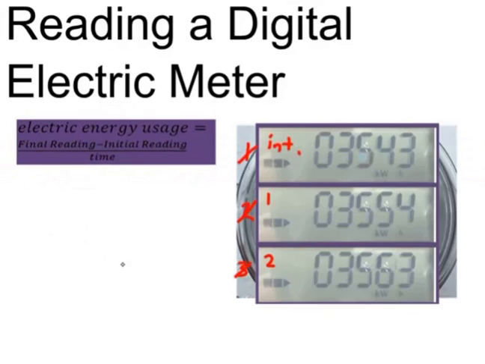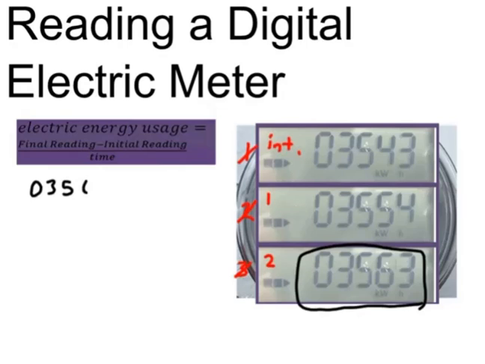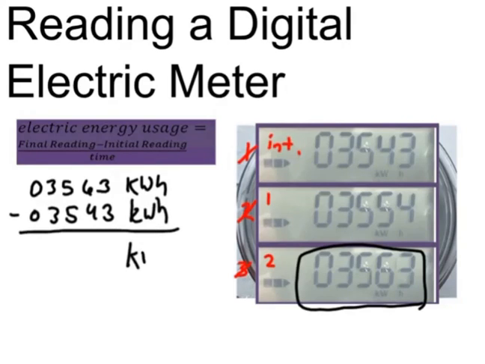You take the electric energy on the readings, the final reading minus initial, and you have to divide by the amount of time that has passed. So our final reading here would be the bottom box. We got 0, 3, 5, 6, 3, and that's in kWh for kilowatt hours. And we subtract that by our initial reading, which was 0, 3, 5, 4, 3 kilowatt hours. Our units are still going to be kilowatt hours, and we subtract that, and that's 20.